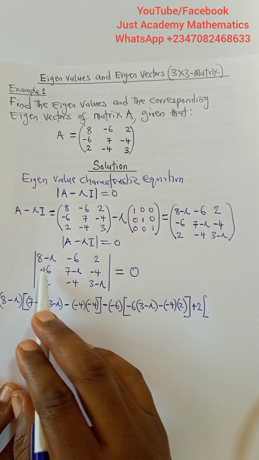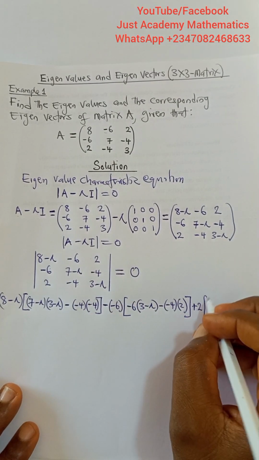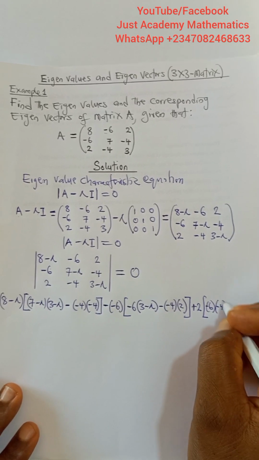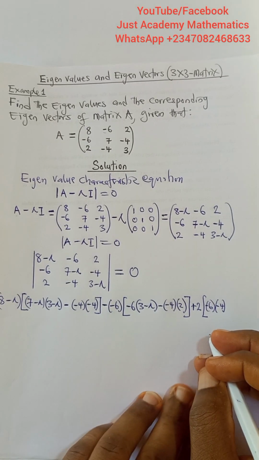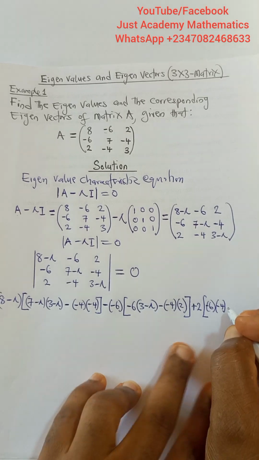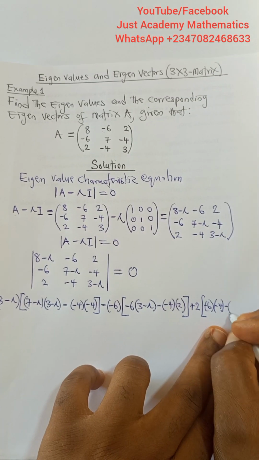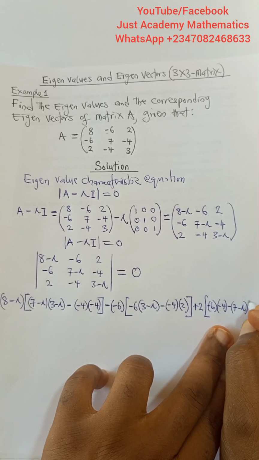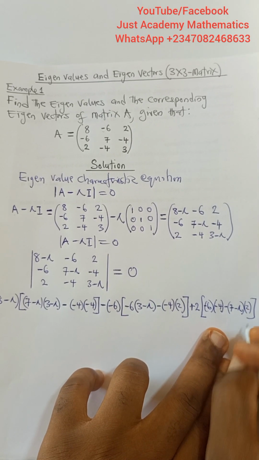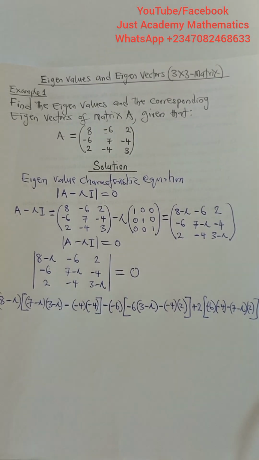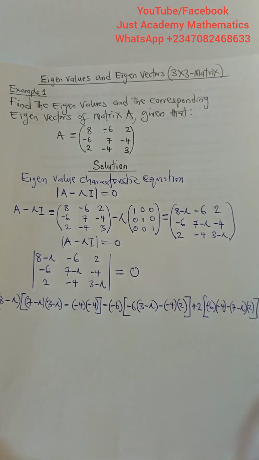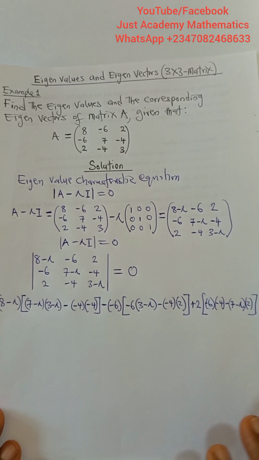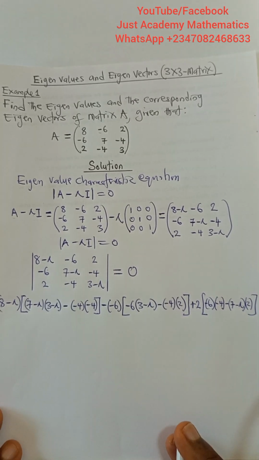Bracket. What do we have here? This is out; we have this times this, that is minus 6 times minus 4, then minus 7 minus lambda times 2. So that is it. If you don't understand this, that means you don't know the 3 by 3 determinant. I can't go back there; we've done it in detail. You can go and watch it.